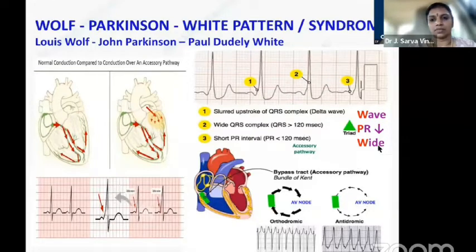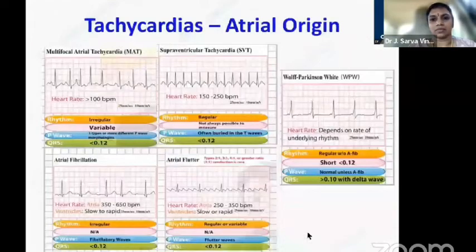So the triad of WPW syndrome can be remembered using WPW itself: a delta wave, shorter PR interval, and a wider QRS complex. If there is any re-entry happening via this accessory pathway, depending upon the direction of the reentry circuit, you can have an orthodromic or antidromic conduction of the QRS complex.